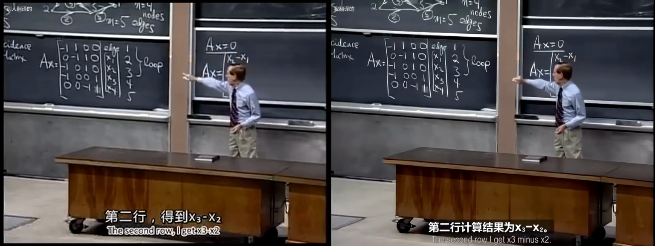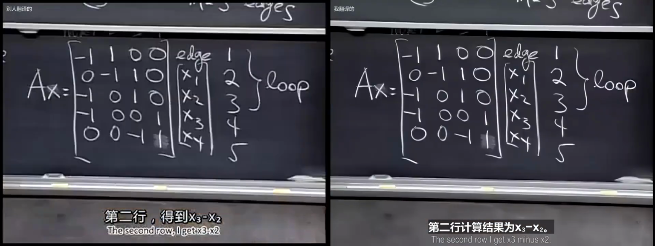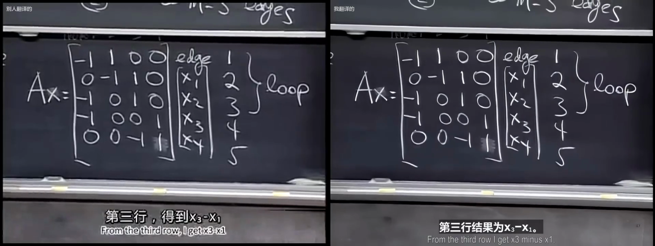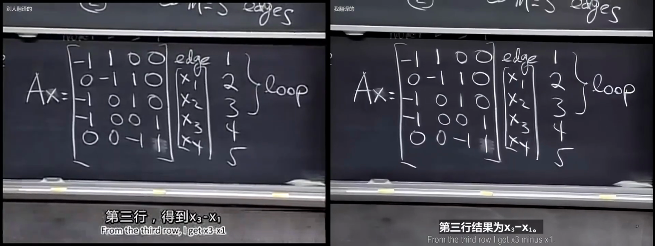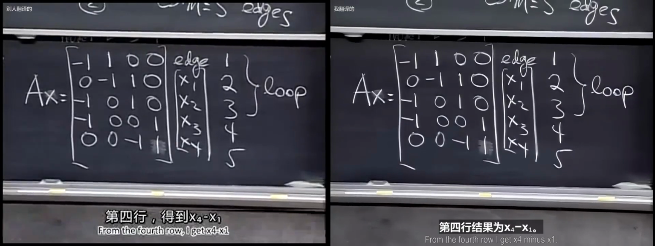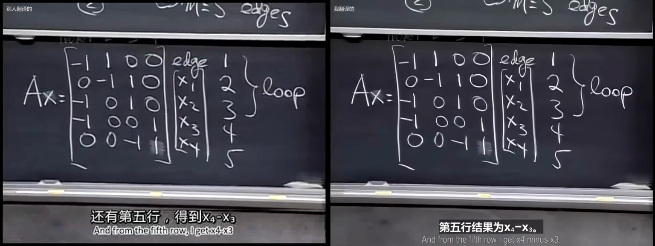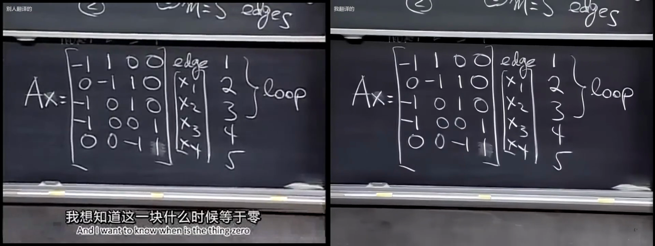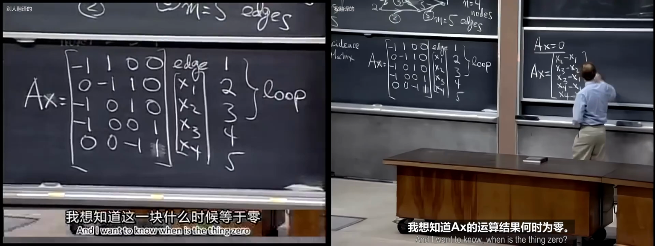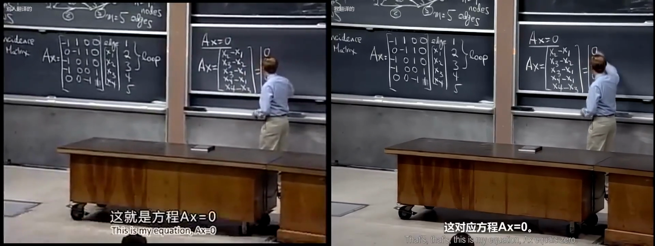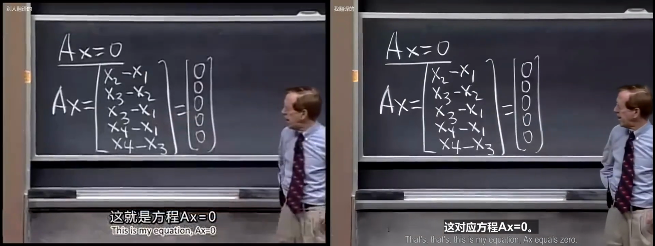The second row, I get x3 minus x2. From the third row, I get x3 minus x1. From the fourth row, I get x4 minus x1. And from the fifth row, I get x4 minus x3. And I want to know, when is the thing 0? This is my equation, AX equals 0.